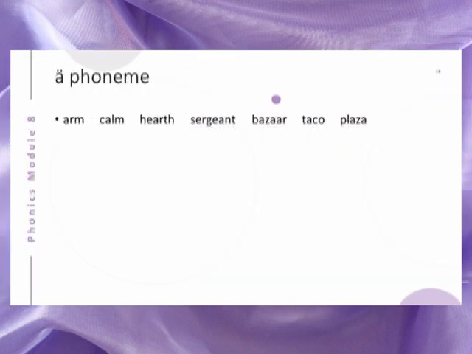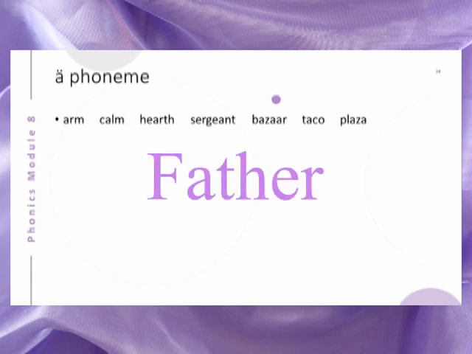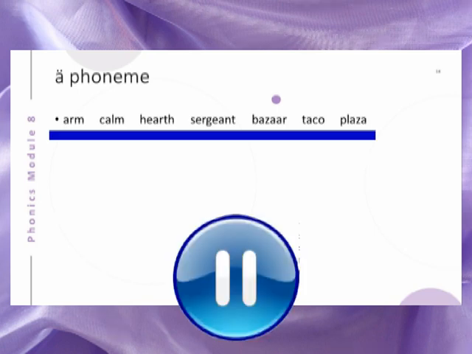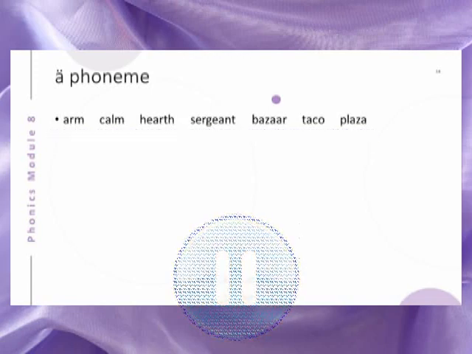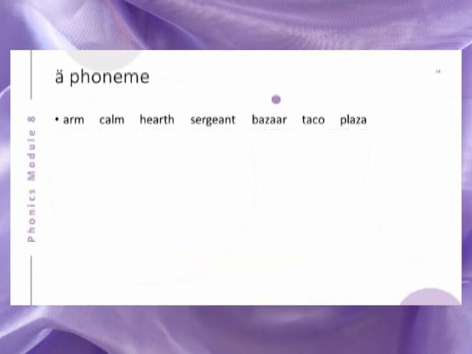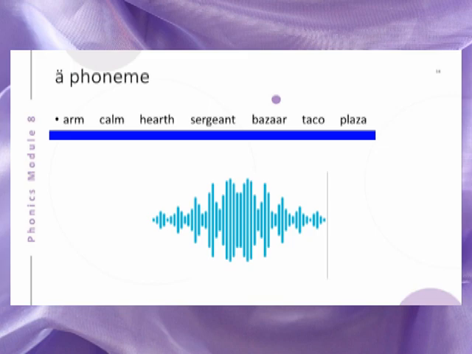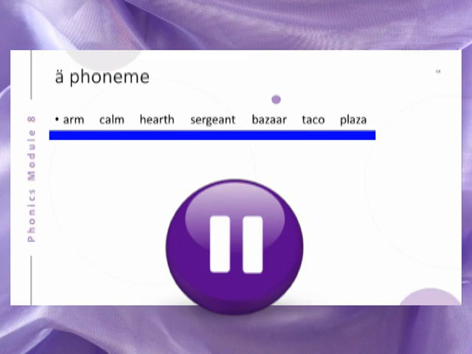Let us begin with the phoneme represented by the letter A in father. This phoneme may be confusing due to regional differences in pronunciation. Pronounce these words aloud. If you do not hear the same vowel phoneme as in father, your pronunciation reflects a regional difference. You are not wrong. Now try pronouncing each word so you can hear the same phoneme heard in father.